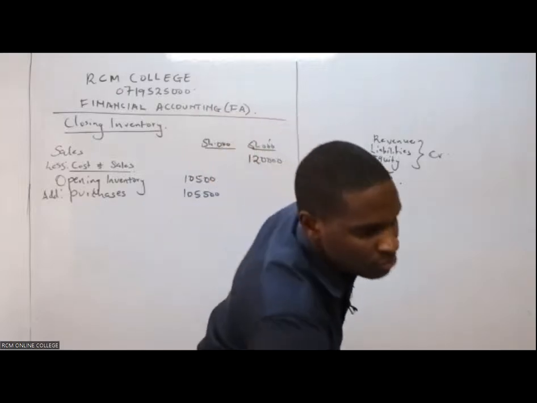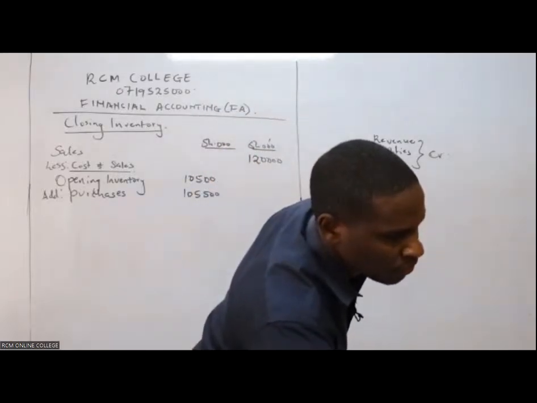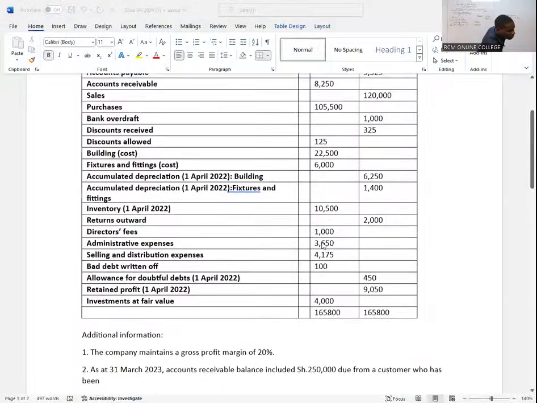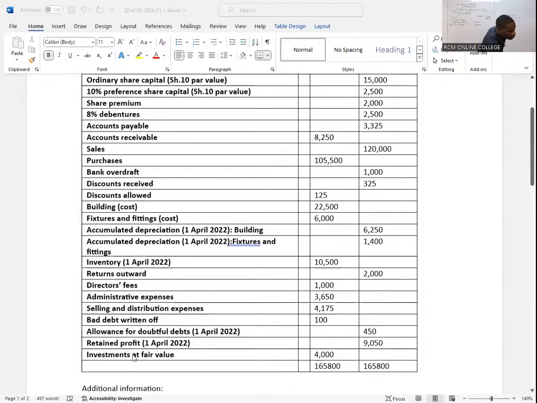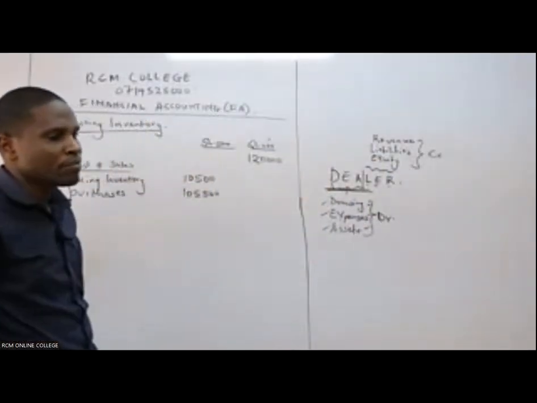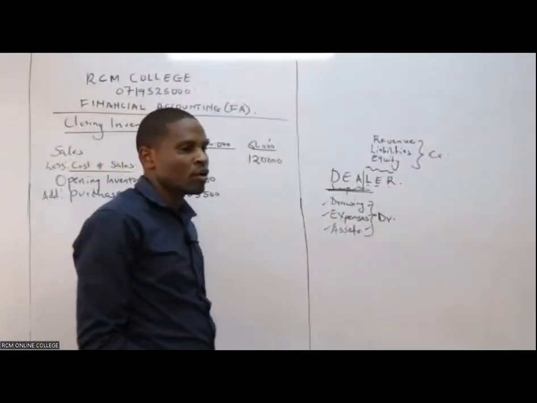Return outward. We've been given return outward. Let me share this for the sake of somebody who is wondering where Mwalimu is getting the figures. I hope you can see return outward just below the inventory, we have 2,000. Now, can you tell me, do we add return outward or do we less?